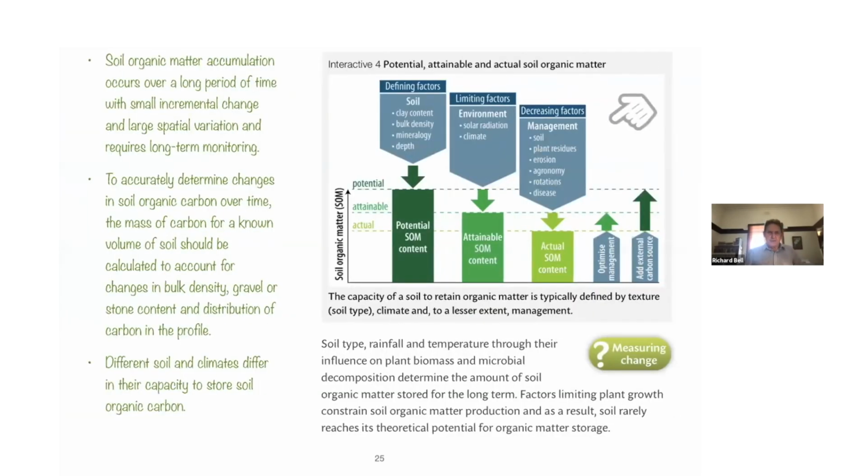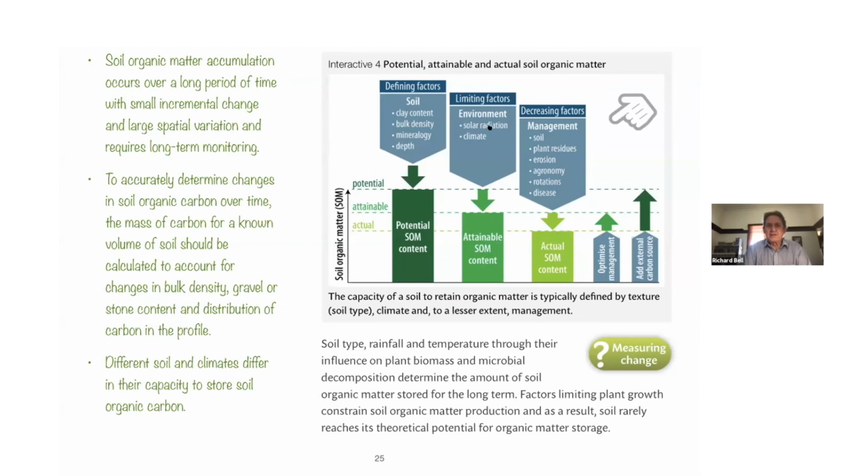I'm going to skip over a few of those pages. Another of the important concepts, I think, in this book is about what we call attainable organic matter content and potential organic matter content, as opposed to the actual organic matter content. So the actual organic matter content is what's in the soil today under the current management. The attainable organic matter content is based on the climate in which that particular site or soil actually exists.